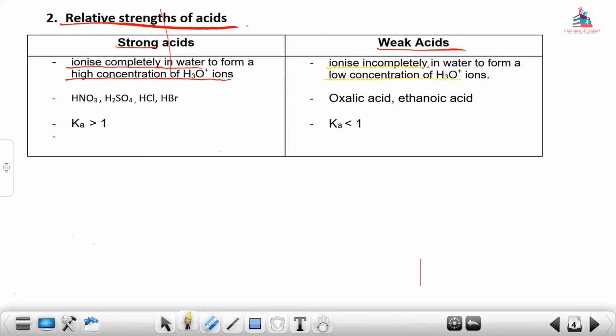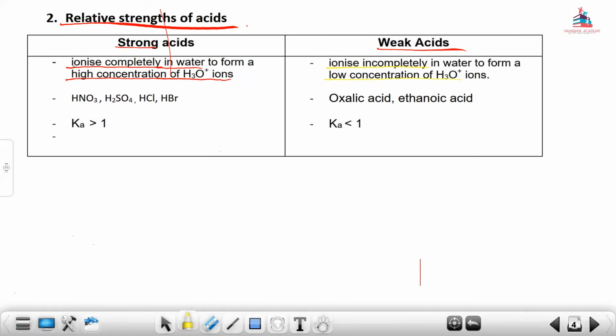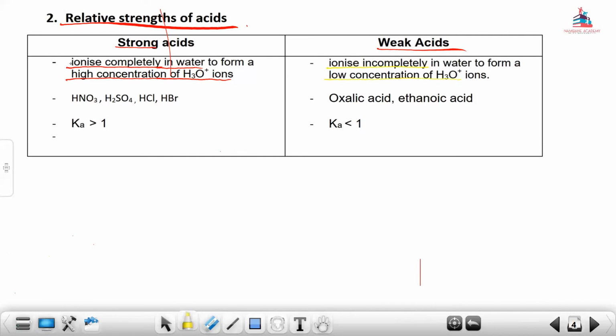If you check the statement here, let me get a highlighter. It says ionize completely in water. Ionize incompletely in water. So this is the key difference in terms of why we say the one is a strong acid and why we say the other one is a weak acid.